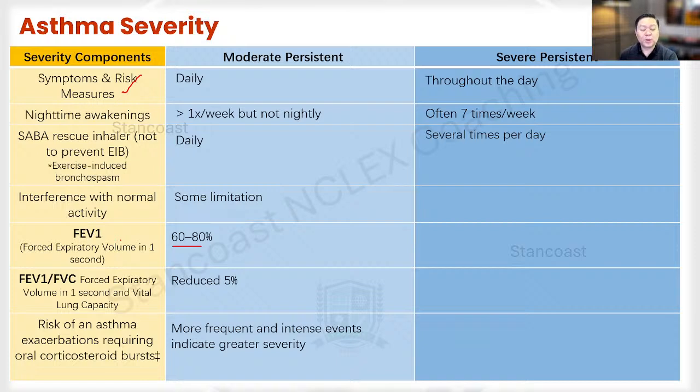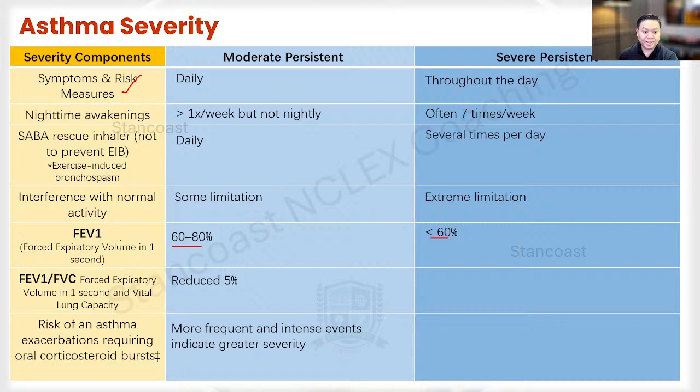Now, the person will have a lot more limitation in their daily activities, even doing simple stuff, let's say cooking or maybe showering, can be somewhat difficult for them to do. Just very simple chores at home can be challenging for them. Now, as far as the FEV1, there's going to be a significant reduction, less than 60% or maybe lower. And the FEV1/FVC ratio is going to be notably decreased.